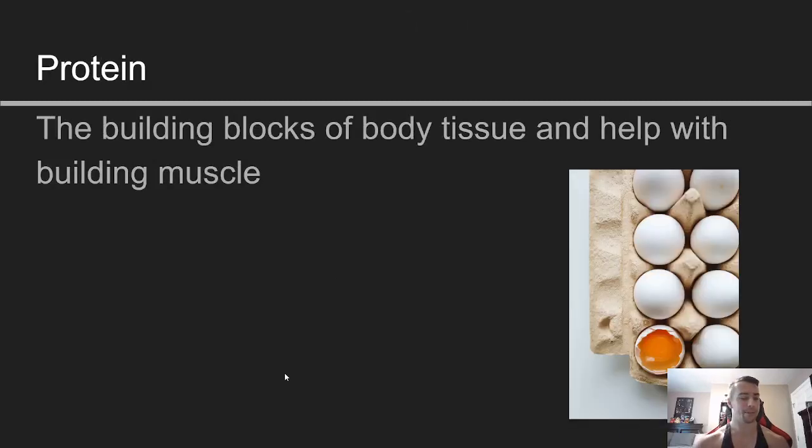Protein. Protein is a really important one that I always keep in mind with foods that I eat. So basically what protein is, is the building blocks of body tissue, and it helps with building muscle. So eggs, any kind of poultry items, meats, that's always going to have protein in them. So when it comes to protein, it's really essential for building muscle.